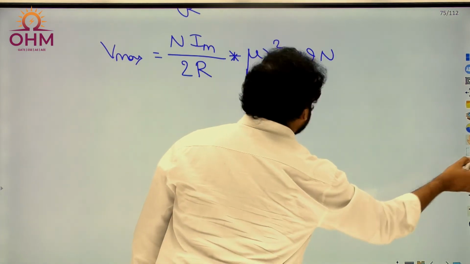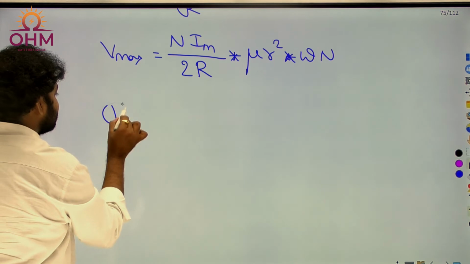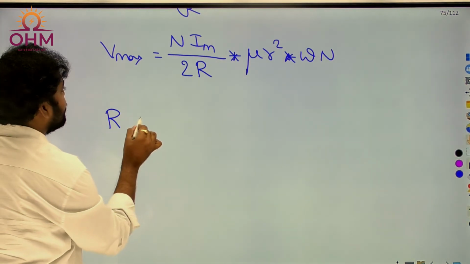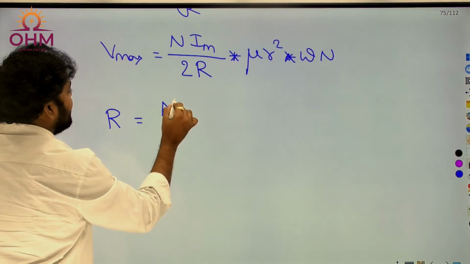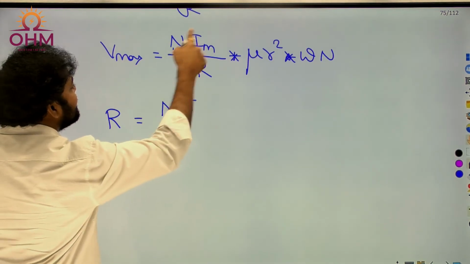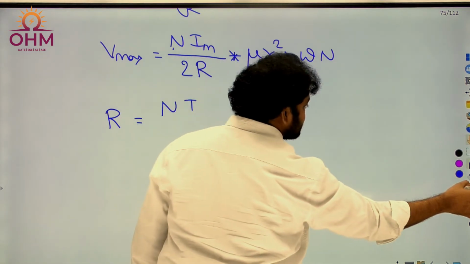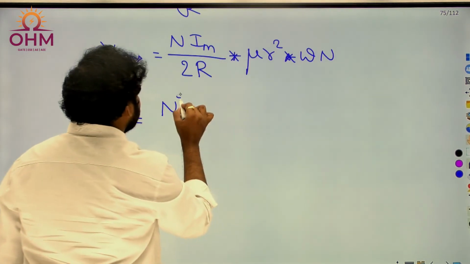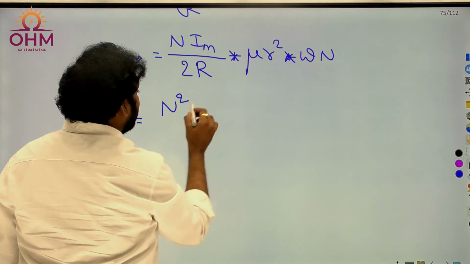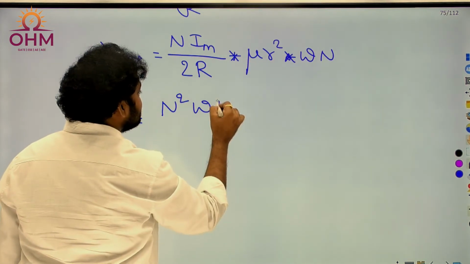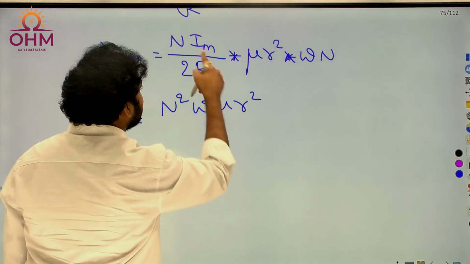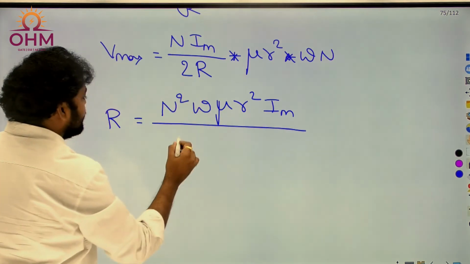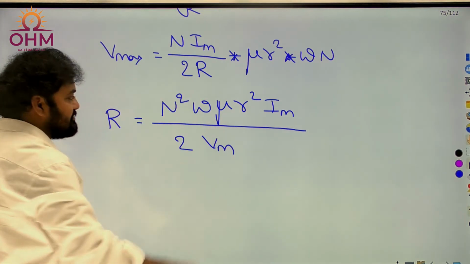Yes, I am almost there, right? Capital R we need to separate. So if I separate capital R, it is equal to, yes, numerator will have number of turns into number of turns. Can I say number of turns square? Yes, numerator has number of turns square, and omega is there, mu is there, r square is there, I max divided by 2 is there, and V max is there.